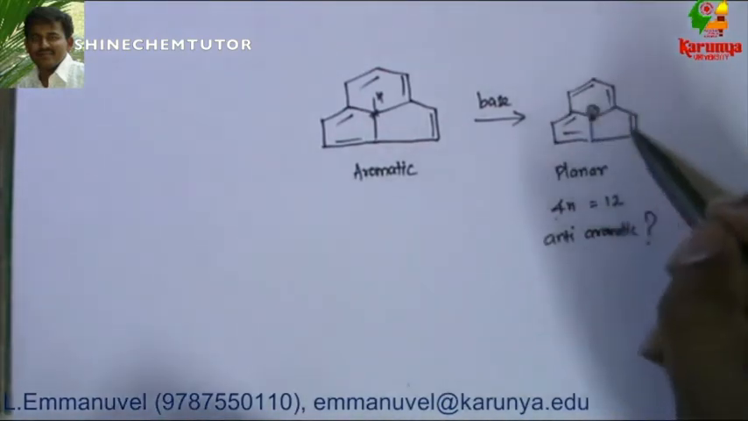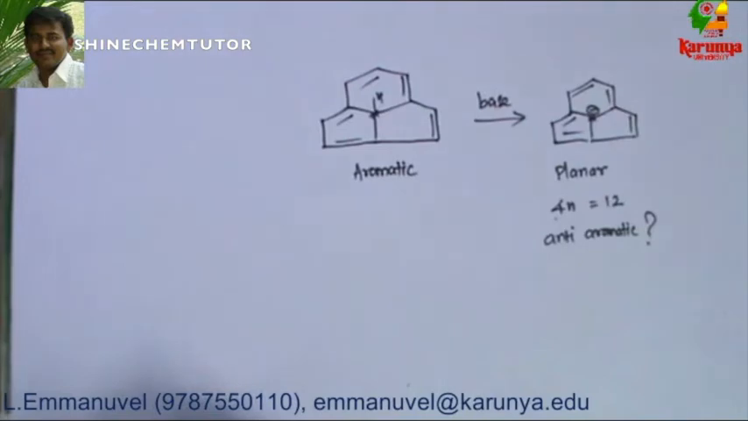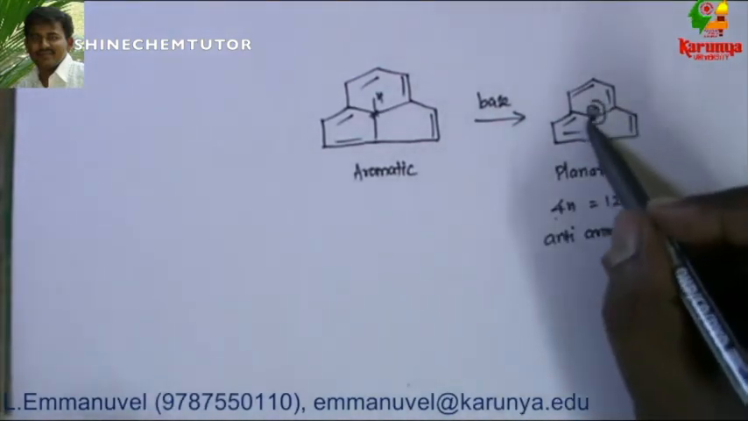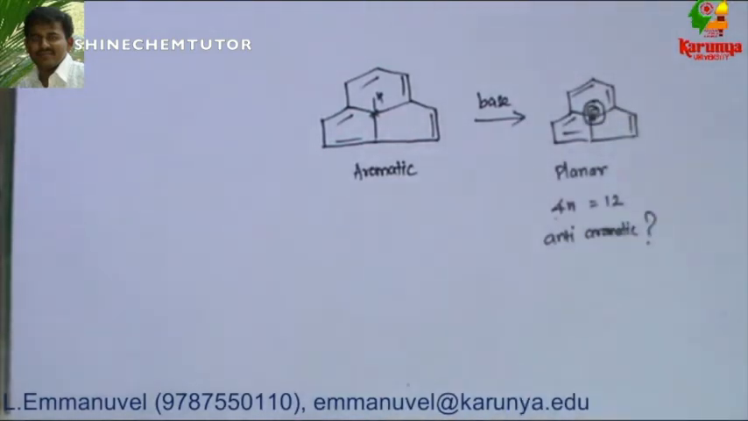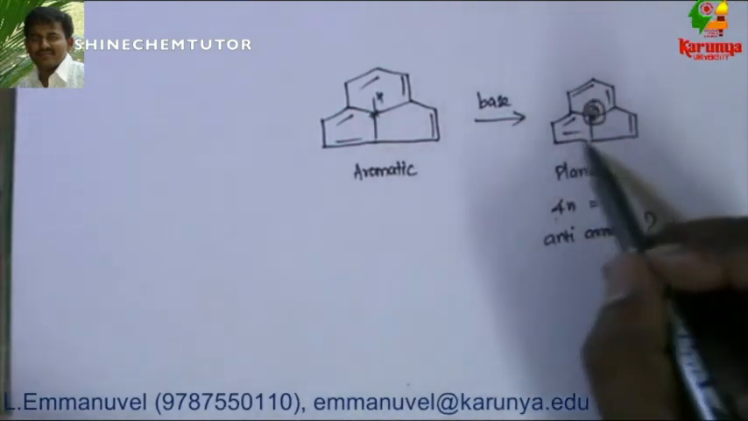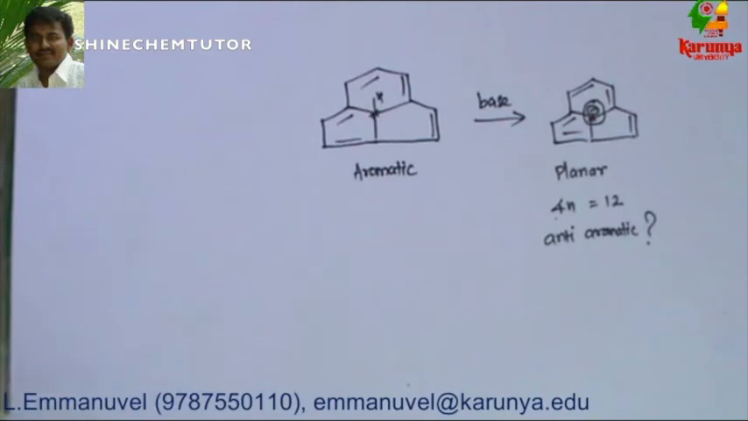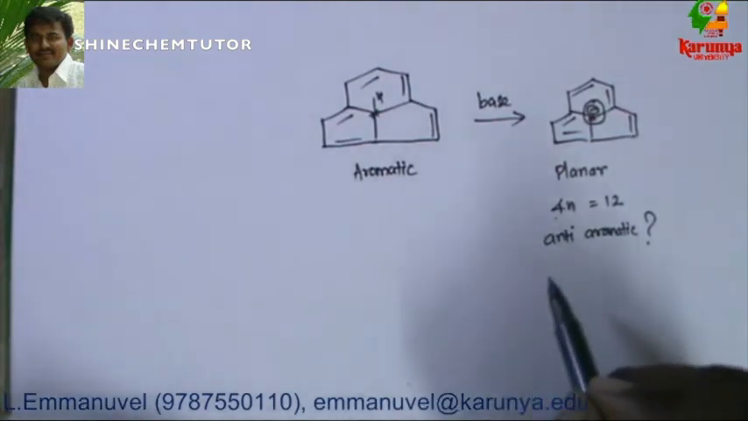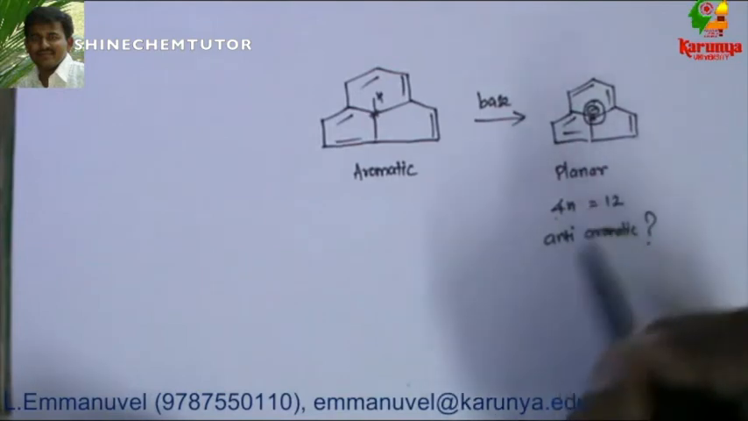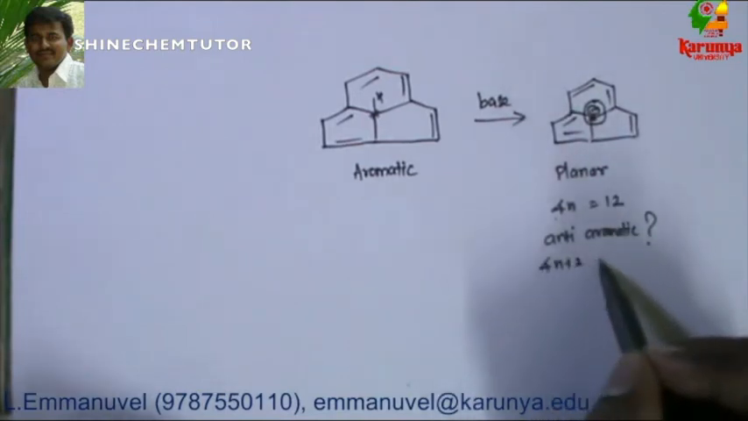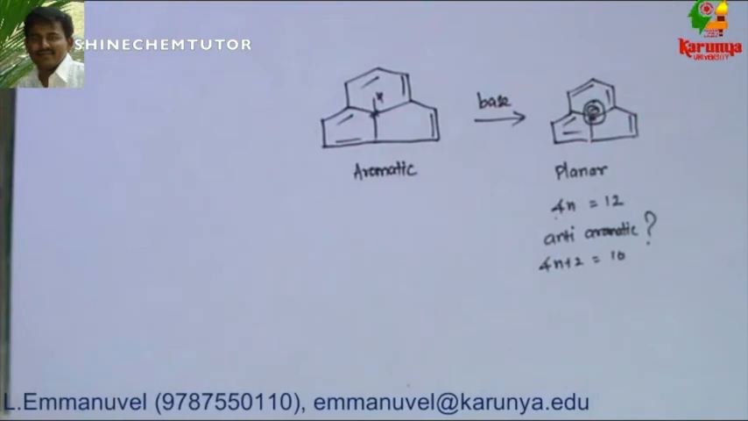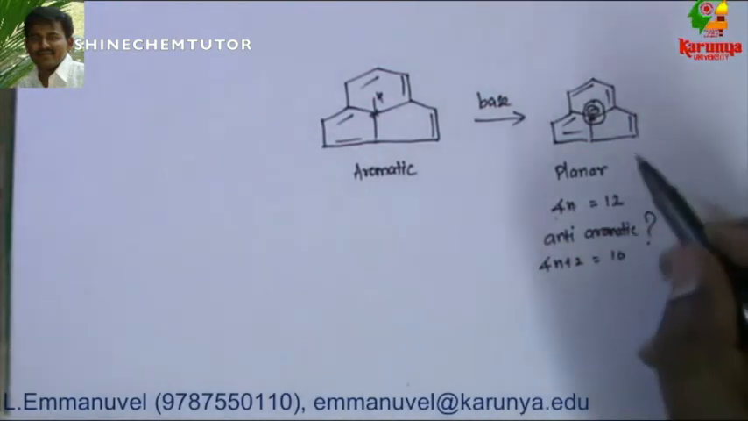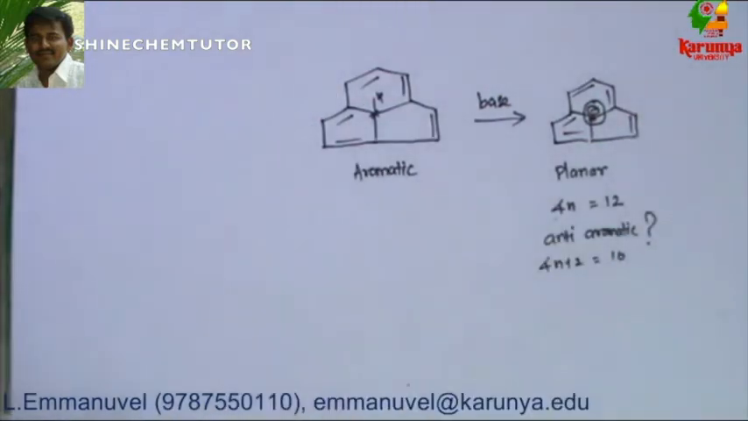Only these peripheral pi electrons are involved in overlapping. This one will not participate in overlapping, so it will remain as such. So only these 10 electrons are involved in pi orbital overlapping. The number of electrons involved will be 4n plus 2, that is 10 electrons. And it is more aromatic compared to this because it is more planar than this.